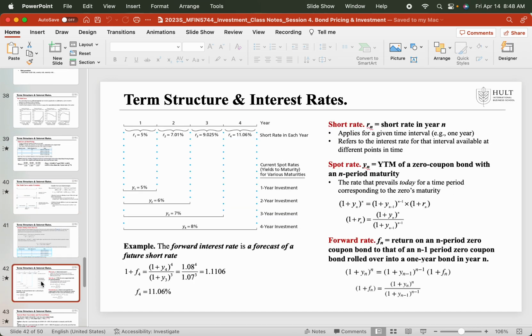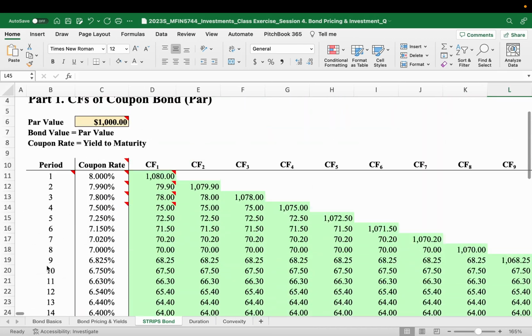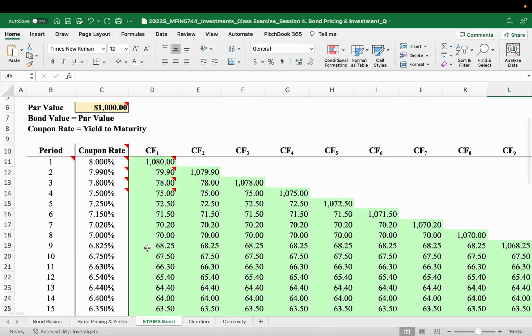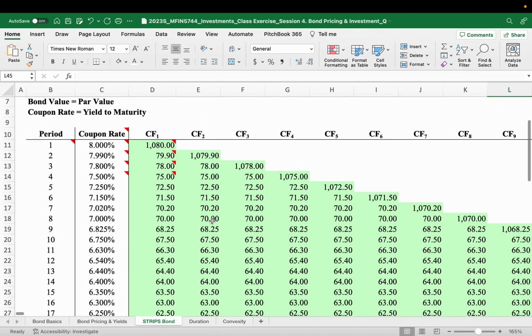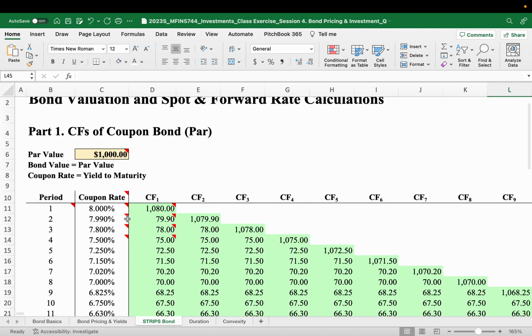Also, I want you to explore other term structure and interest rates, like short rate or forward rate. So let's get started. In order to understand this, the cash flows are based on the spot rate of each year's spot rate of the strips bond, so we need to use this term structure. Term structure means the combination of the yield to maturity and the period, right?